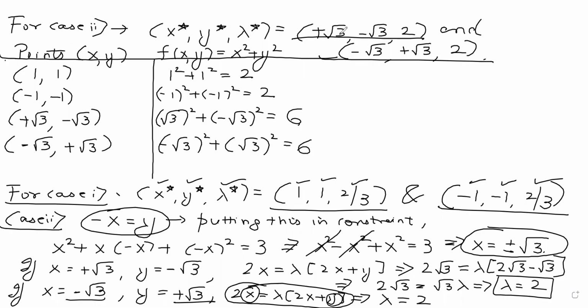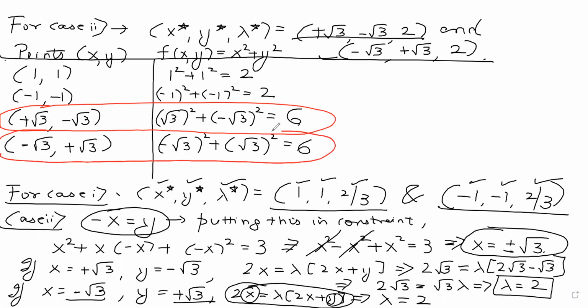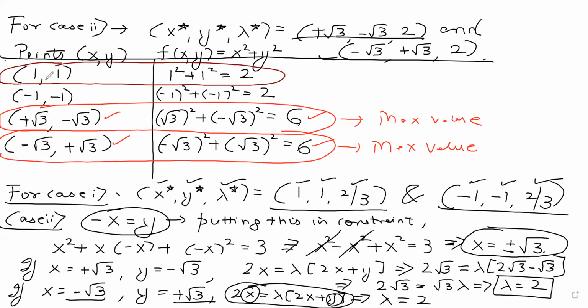So all students can see that the function has the maximum value at plus root 3, minus root 3 and minus root 3, plus root 3. The maximum value of the function is 6, which occurs at these points. And if you look at the minimum value of the function, it is 2. I can say the function has minimum value 2, and this occurs at the points 1 comma 1 and minus 1 comma minus 1.